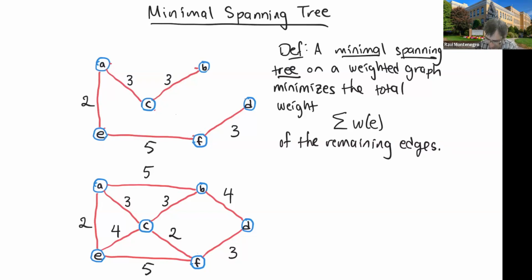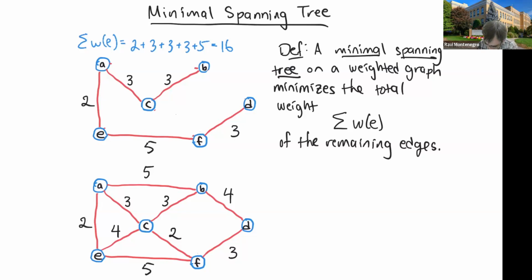And the total weight, the sum of the weights, we have 2, 3, 3, 3, and 5. So that's 16. Now let's try again. Looks like I did pretty good, but I did say at the start that 5s seemed like they're not a good idea.